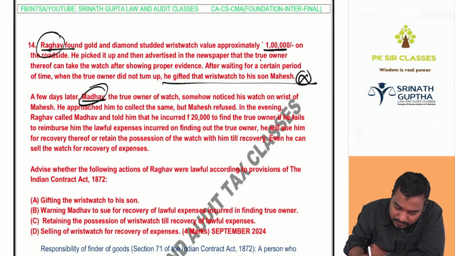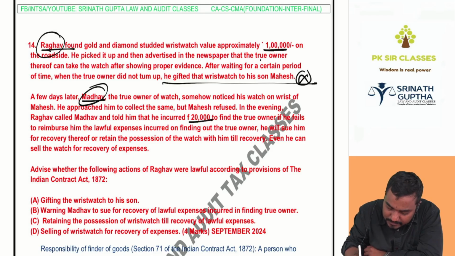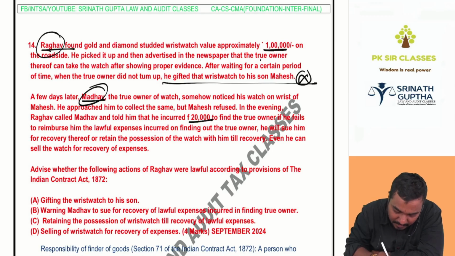Madhav, the true owner of the watch, somehow noticed his watch on Mahesh's wrist. He approached him to collect it, but Mahesh refused. In the evening, Raghav called Madhav and told him that he had incurred 20,000 rupees to find the true owner. If Madhav fails to reimburse the lawful expenses incurred in finding the true owner, he will sue him for recovery thereof and retain possession of the watch.